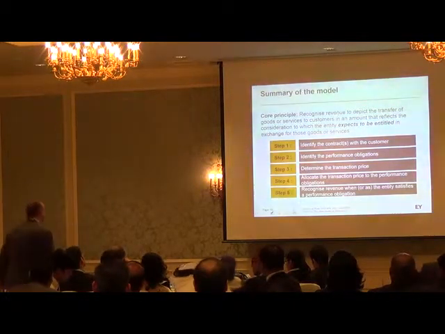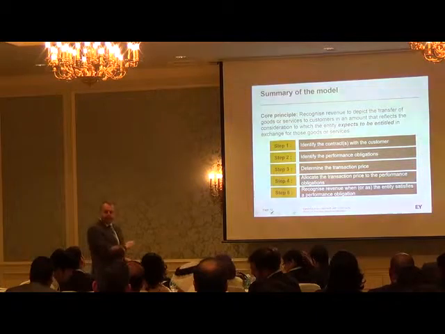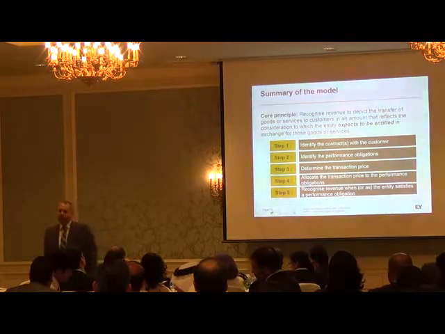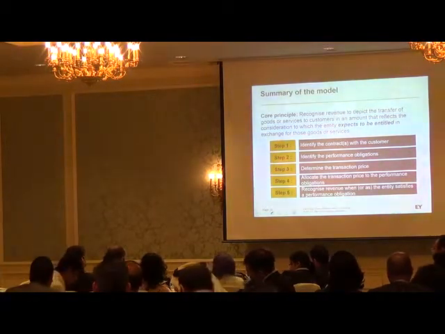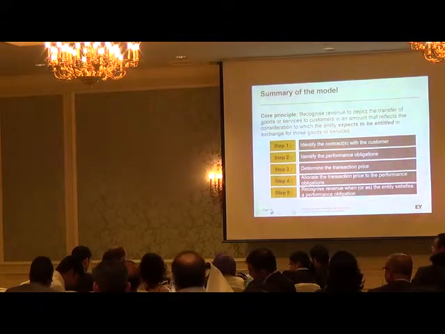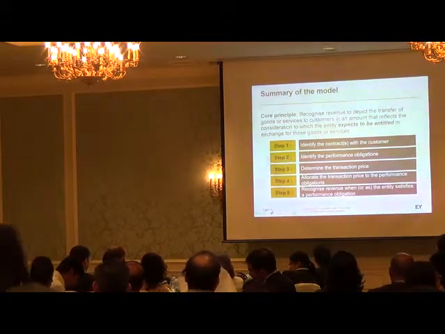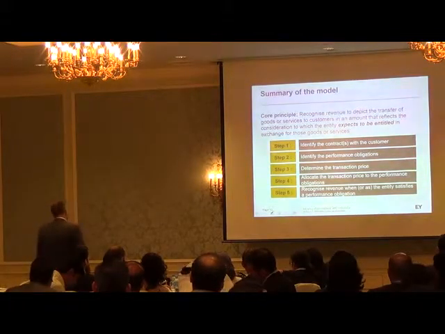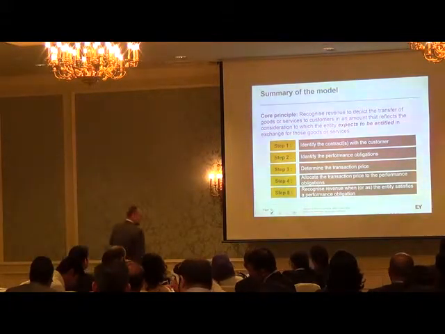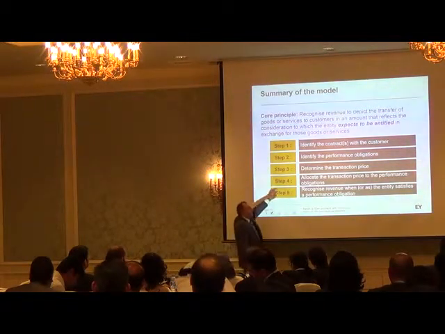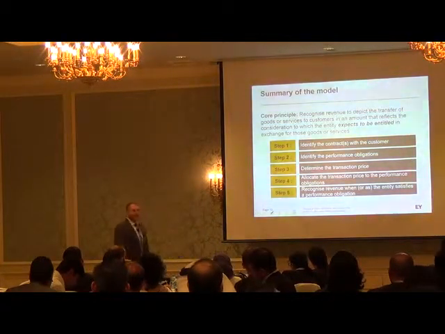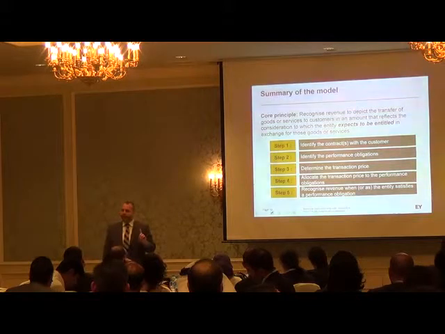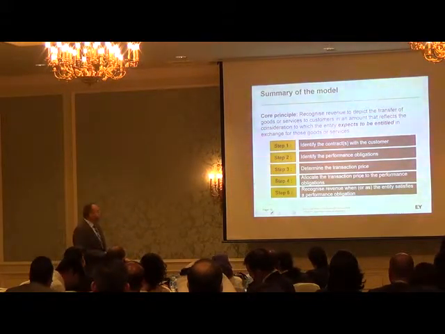First you have to identify the contract with the customer. That's the first thing that you have. So what is that? You decide if there is a contract or not. Because if there is no contract, IFRS 15 cannot be applied. Okay? Then you identify the performance obligations. Then you determine the transaction price. Then you allocate the transaction price to the performance obligations. And then you recognize the revenue. And hold on. When or as the entity satisfies a performance obligation. Hold on for a second.